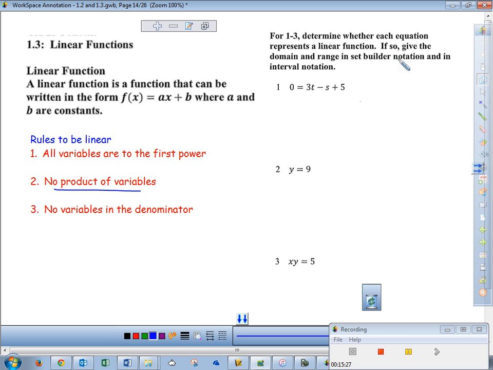So they ask here, determine whether this is linear. If so, give the domain and range in set and interval notation. Let's go through the 3 steps. Is he linear? Are all variables to the first power? Oh yeah. Any product of variables? This is a product of a number and a variable. That's okay. It's not 2 variables multiplied together, and there's no variables in the denominator, so is he linear? Yes. Domain. When they don't use x's and y's, it is always interesting which one's the domain and which one's the range. You know domains are x's and ranges y's. Use alphabetical order. So yeah, s's and t's, we will say that s is our domain.